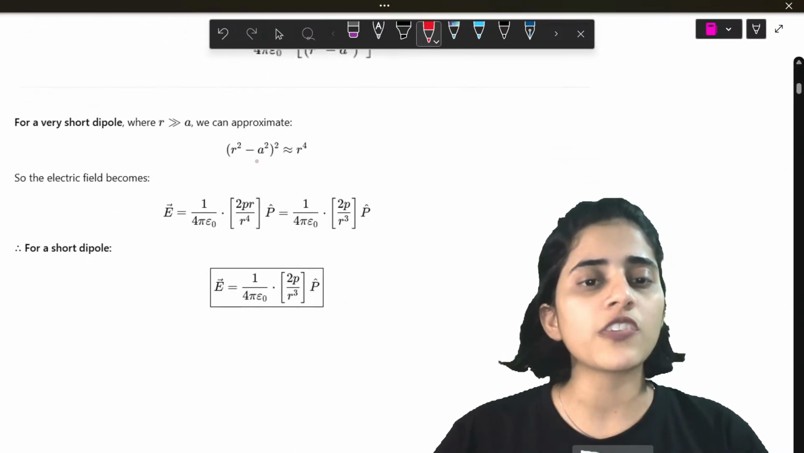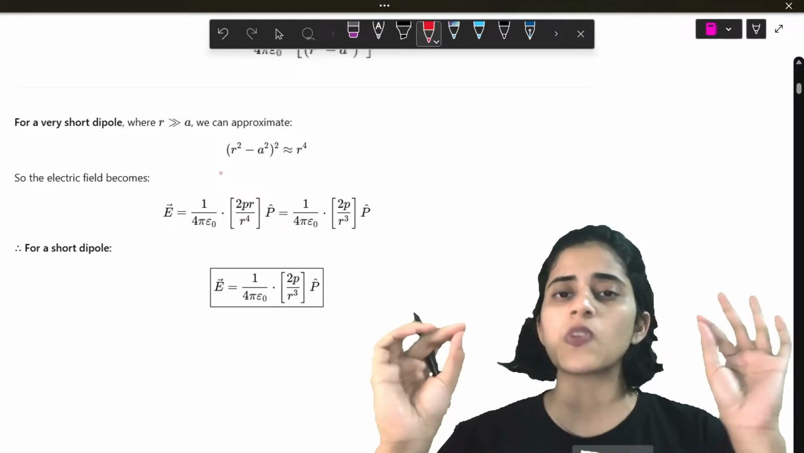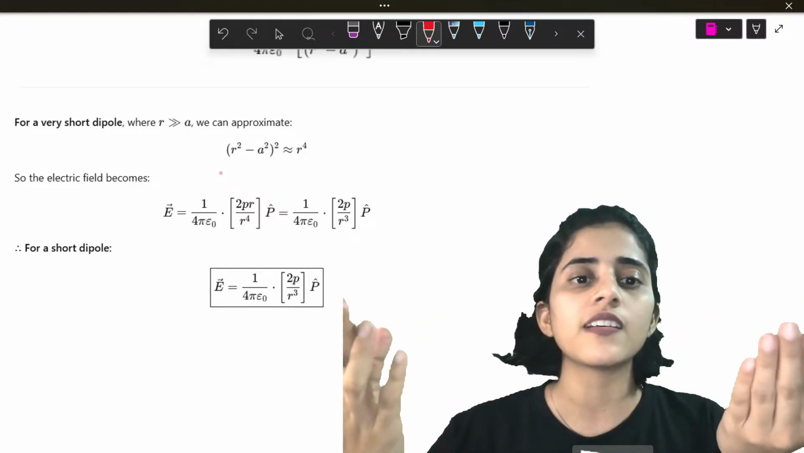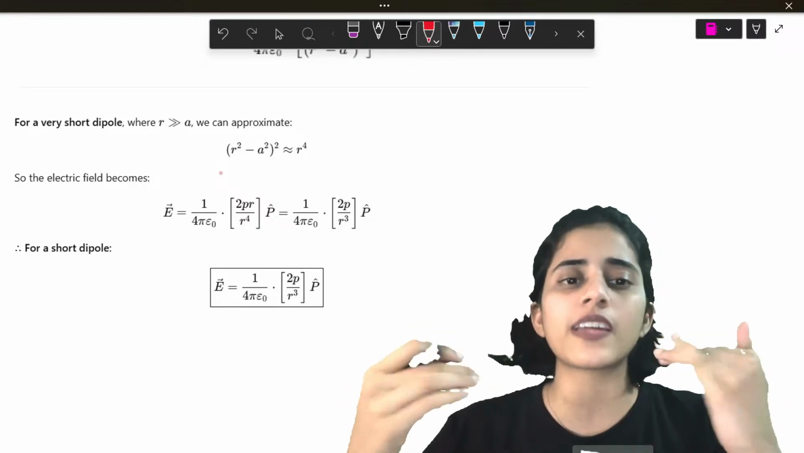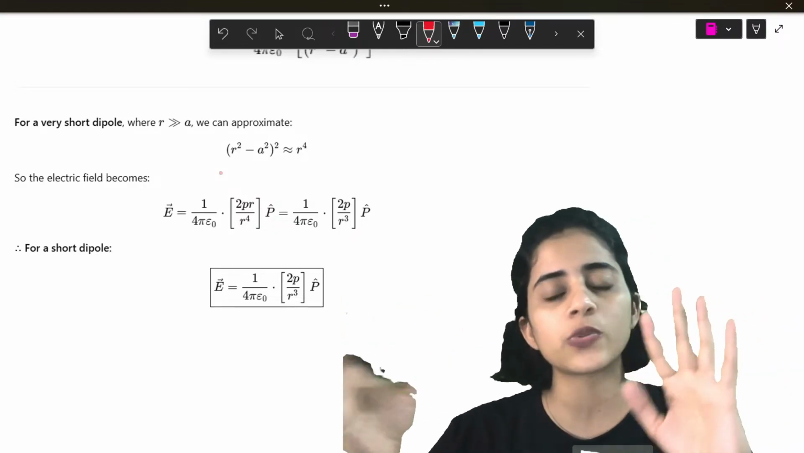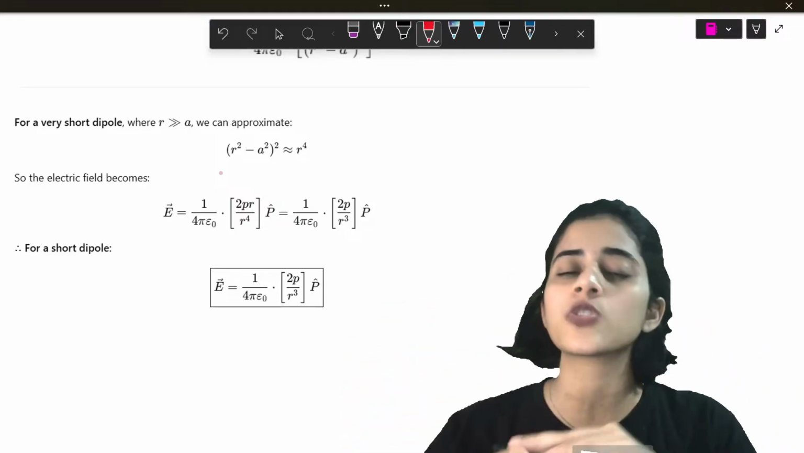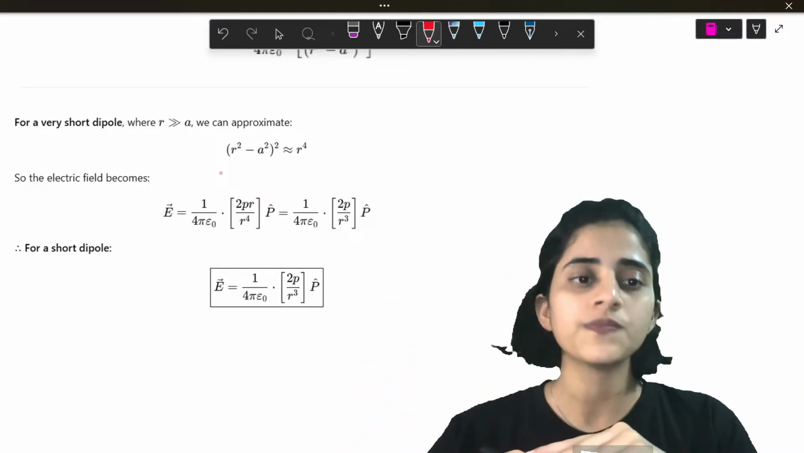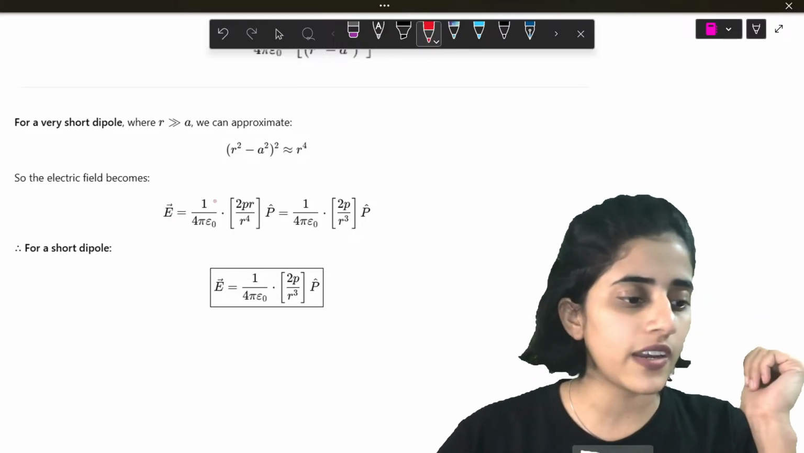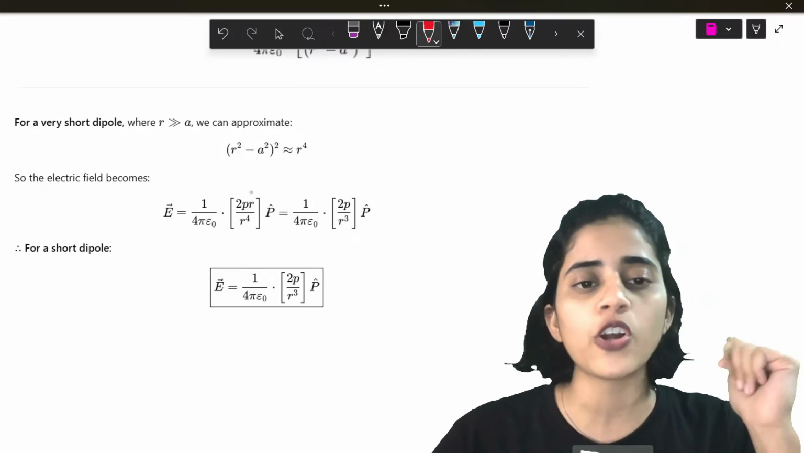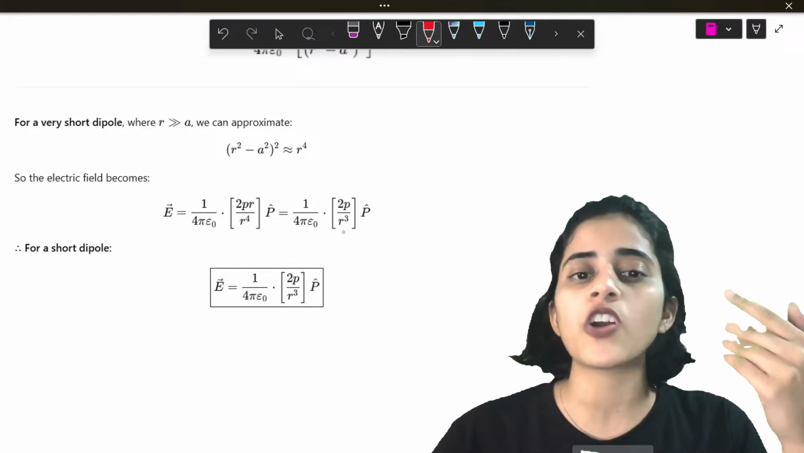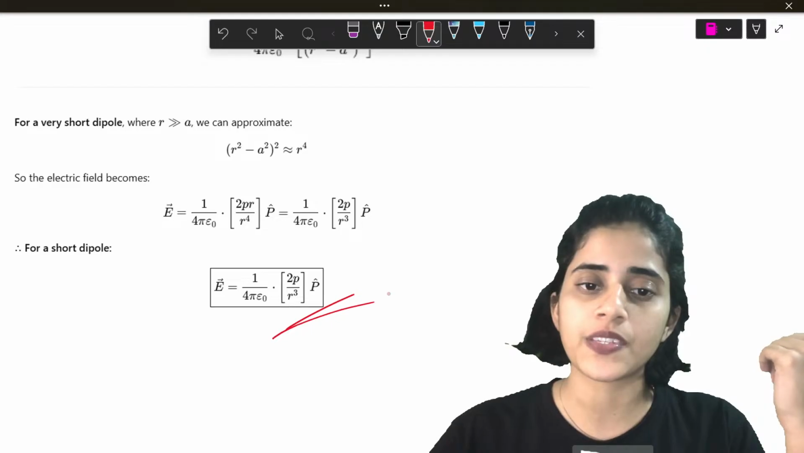Now, for a very short dipole, if the distance between the two charges is very small, then what happens? You can just ignore A square and take R square. So (R square minus A square) the whole square becomes R square the whole square, which is R raised to 4. Now the electric field would become E is equal to 1 by 4 pi epsilon naught 2PR by R raised to 4 P cap, which is 1 by 4 pi epsilon naught 2P by R cube P cap.